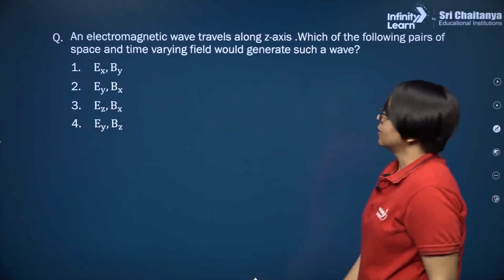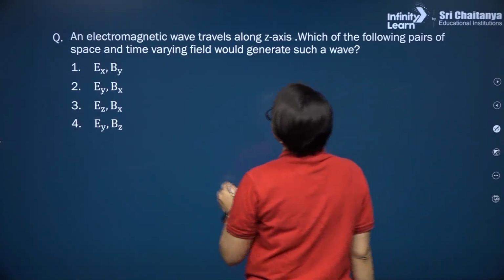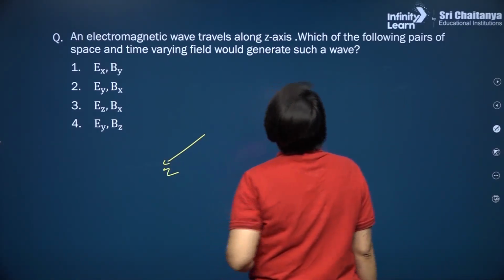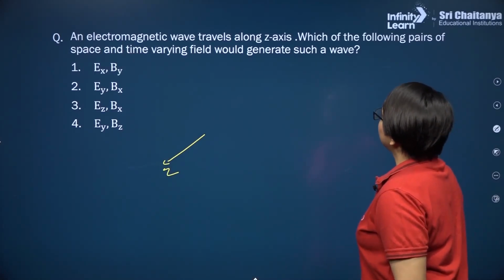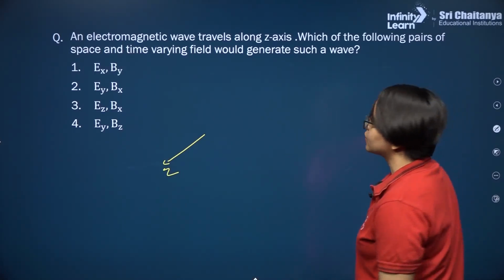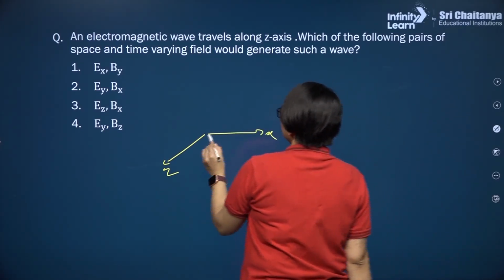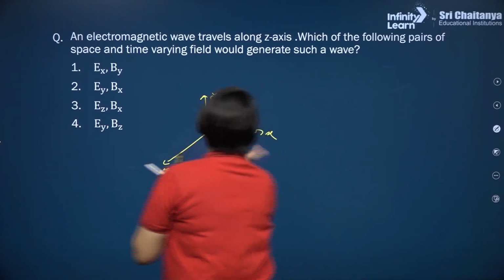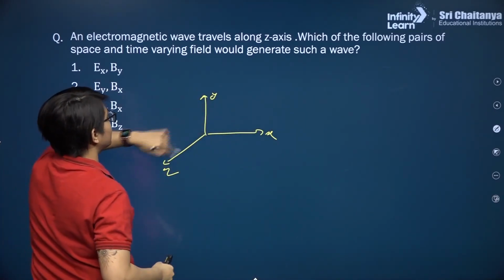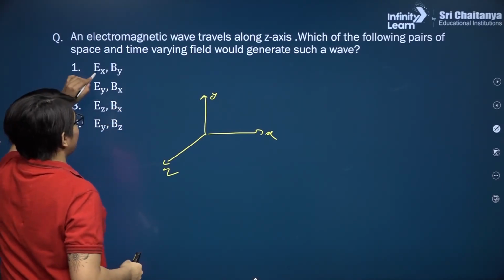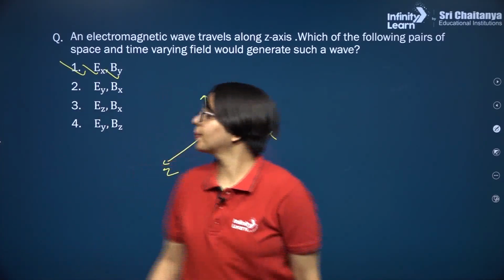Okay? Next is this one. An electromagnetic wave travels along the z axis, velocity is along the z axis. Which of the following pairs of the space and time varying field would generate such a wave? So, direction of velocity is given by E cross B. So, if E is along the x axis, B is along the y axis, then E cross B will be along the z axis. So, direction of velocity is coming out as the z axis, if E is along x and B is along y. So, the correct answer is option 1.